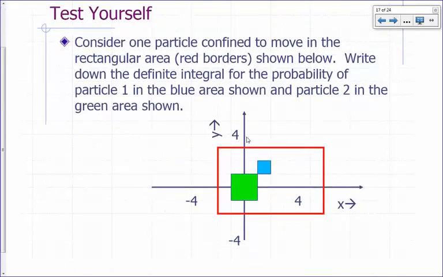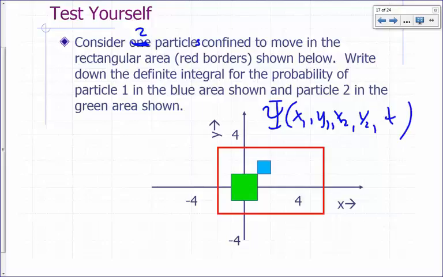How about a particle confined to move in a rectangular area shown here? Okay, actually this is two particles. So psi here is going to be a function of x1, y1, x2, y2, and time. So for a given instant, what would be the probability of finding particle 1 in this blue area and then particle number 2 in this green area?